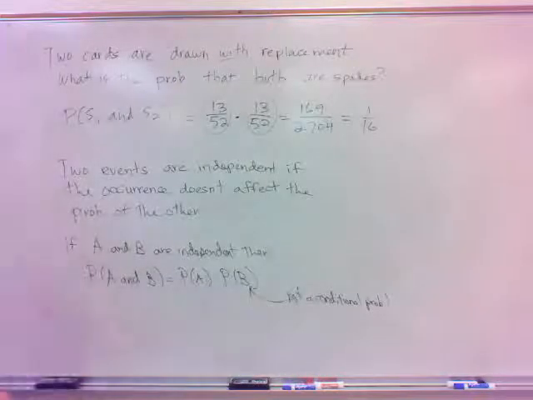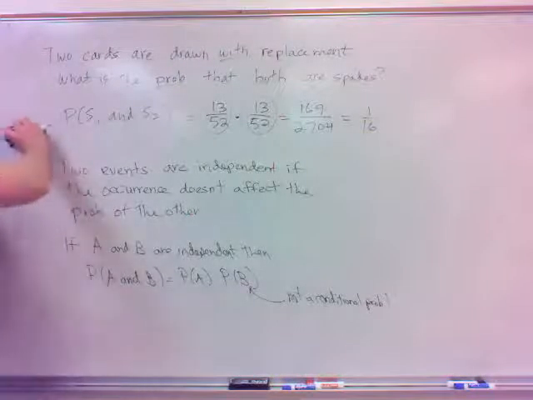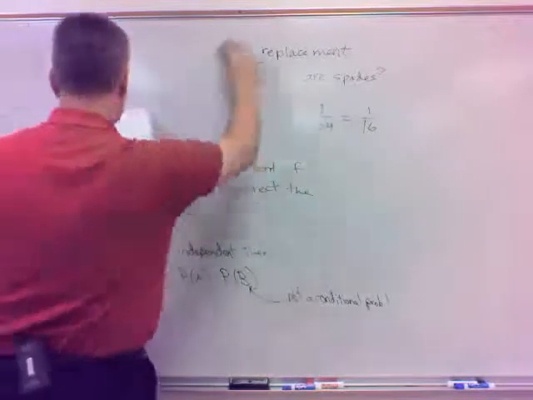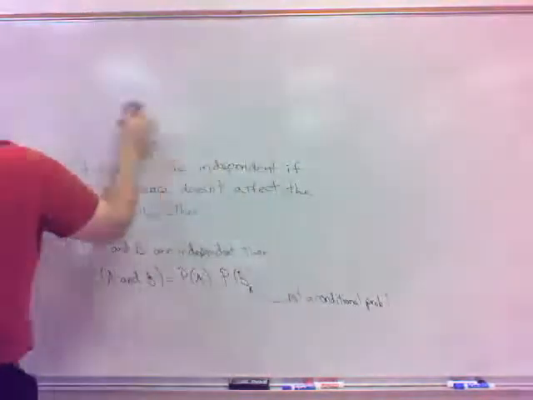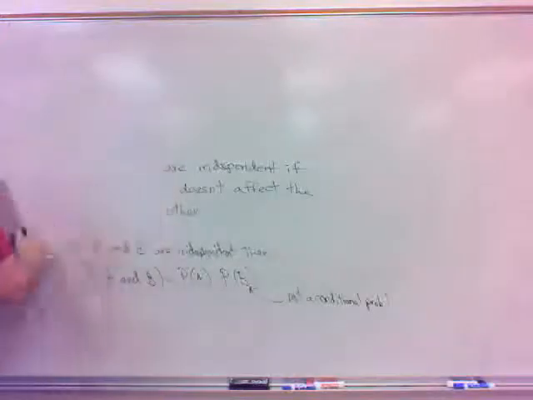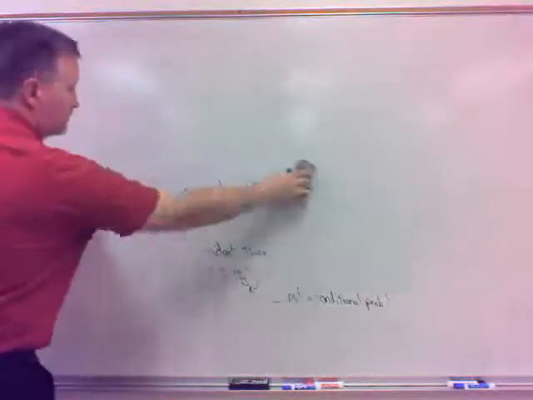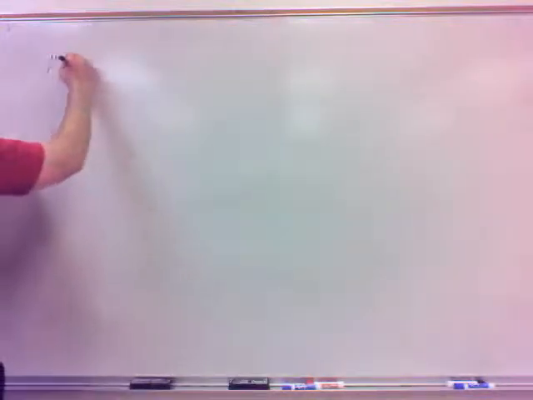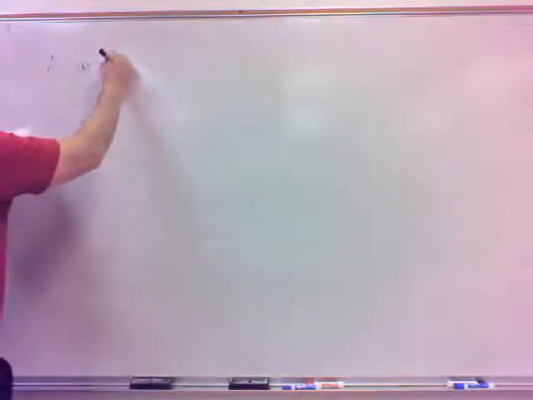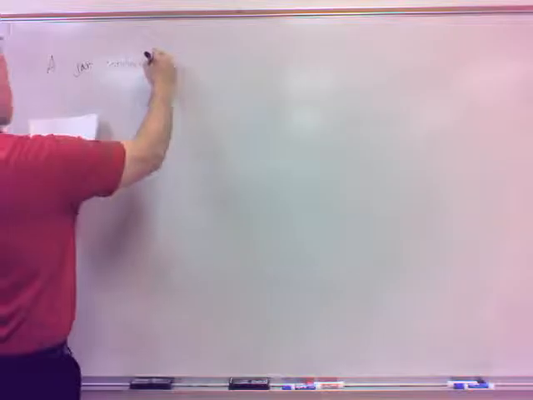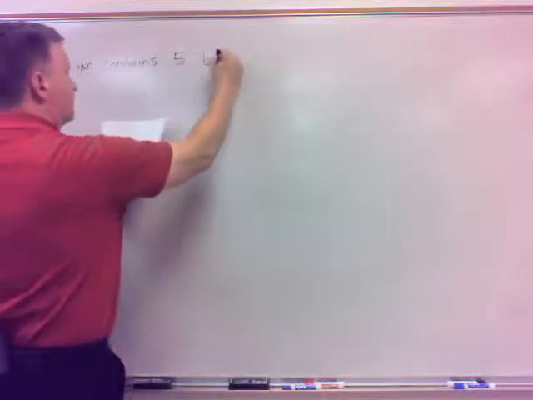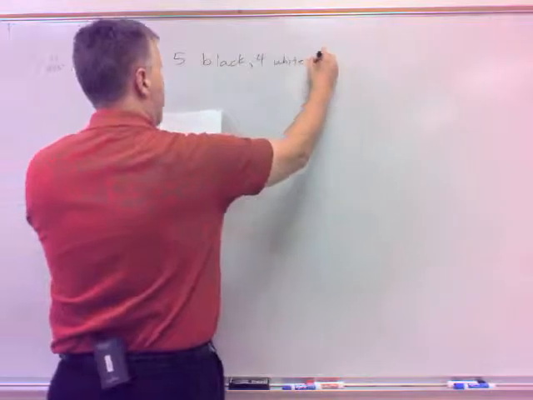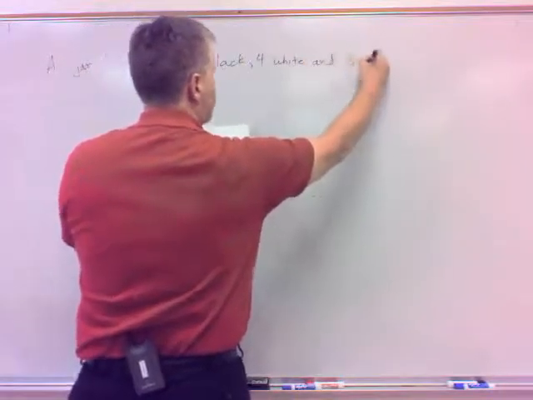Let me do another one with a couple more with the "and." Do another example here. Let's say a jar contains 5 black, 4 white, and 8 red marbles.